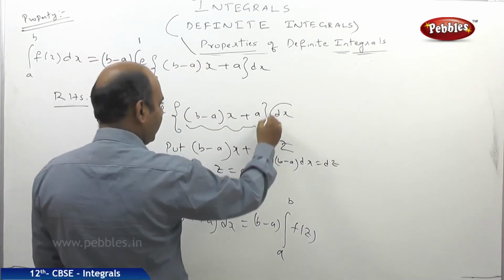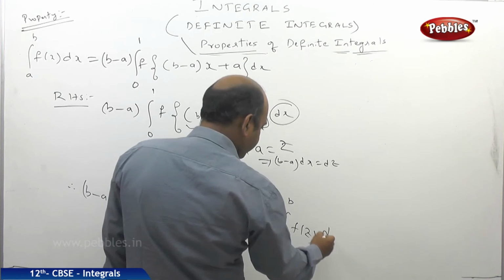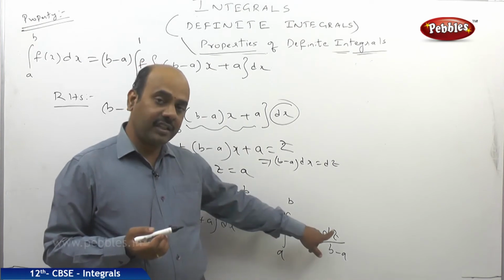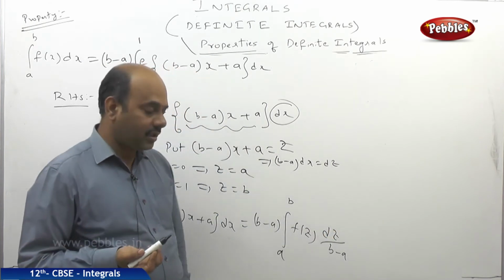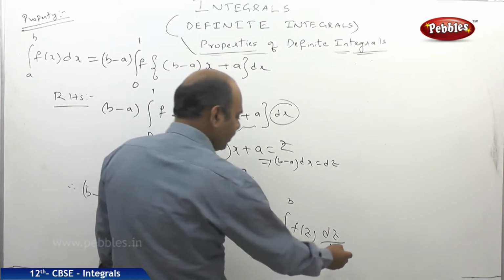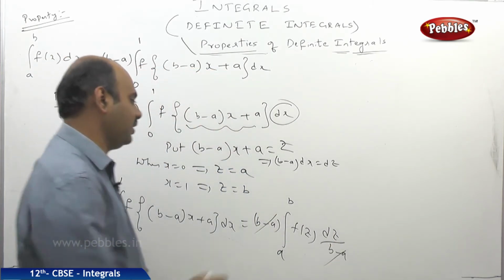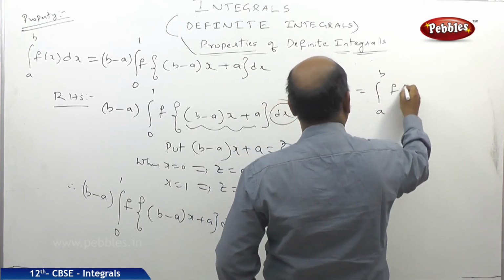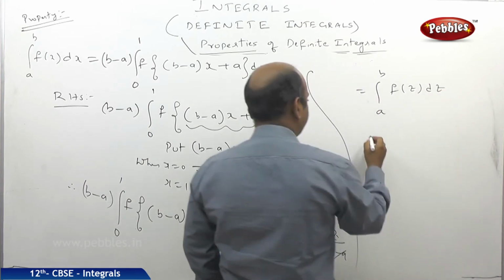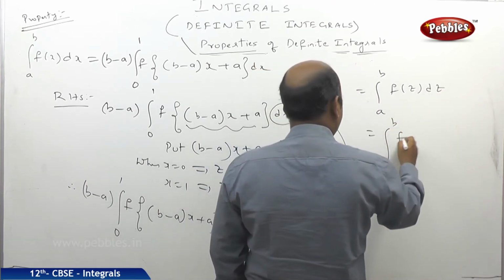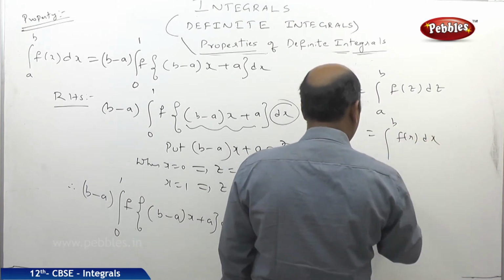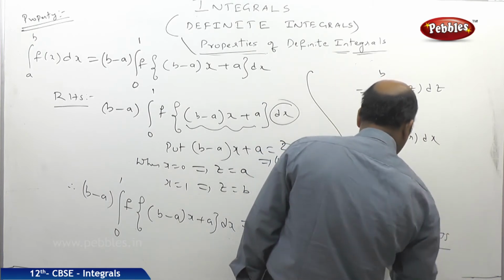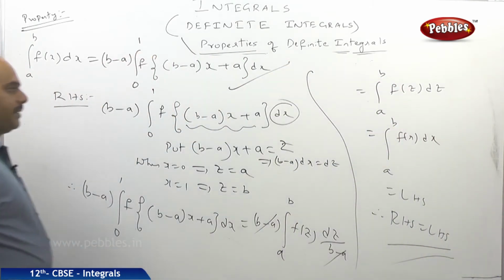That means in place of this particular dx, I'll be getting dz by b minus a. As we are integrating with respect to z, b minus a is a constant that comes outside. If it comes outside, both will be getting cancelled. So finally what happens? That is equal to integral a to b f of z dz remains. So this is nothing but integral a to b f of x dx, that is nothing but LHS. Therefore RHS is equal to LHS, hence the required property.